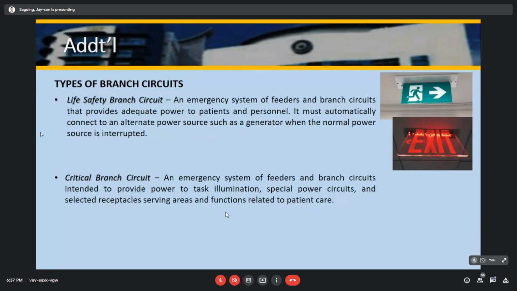Additionally, there are two types of branch circuits. So life safety branch circuit, an emergency system of feeders and branch circuits that provides adequate power to patients and personnel. That is life safety branch circuit. So it must automatically connect to an alternate power source such as generator when the normal power source is interrupted.